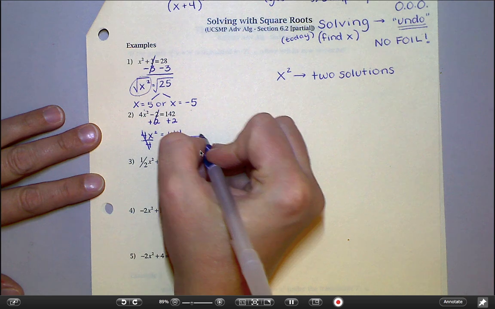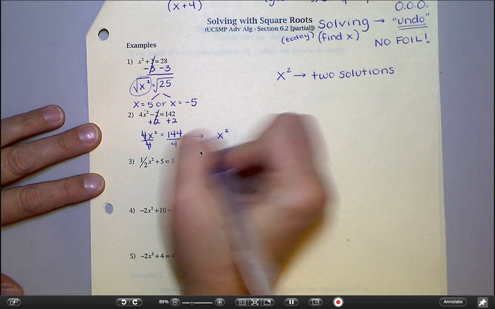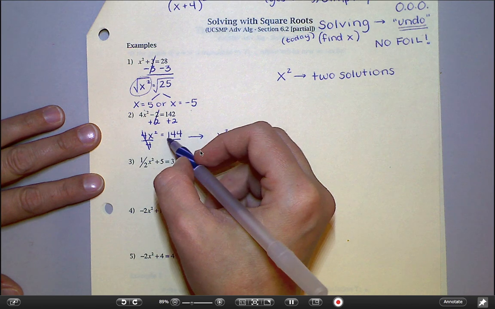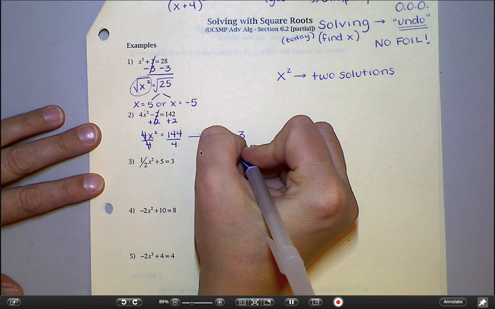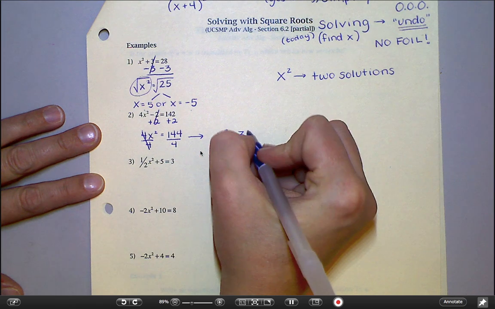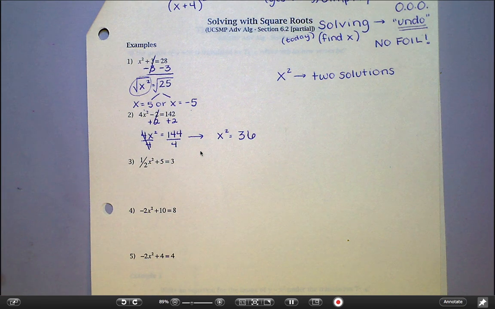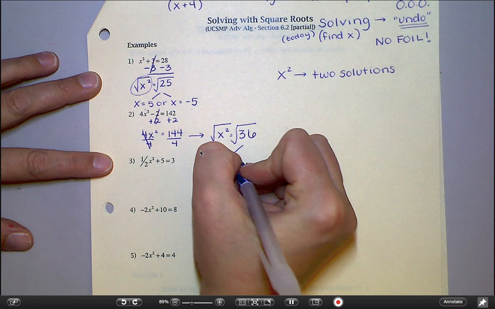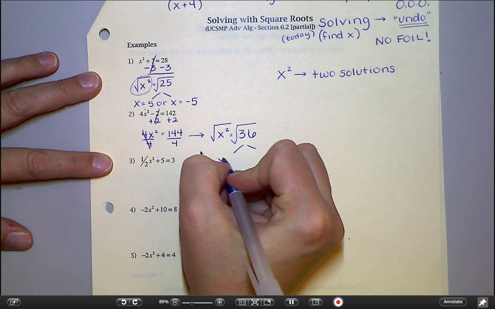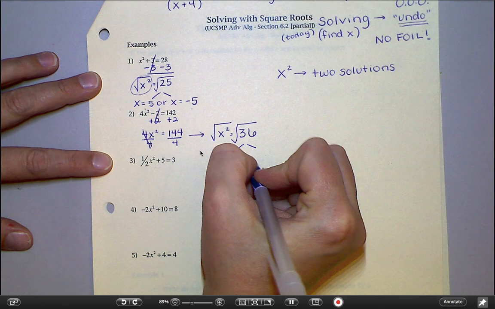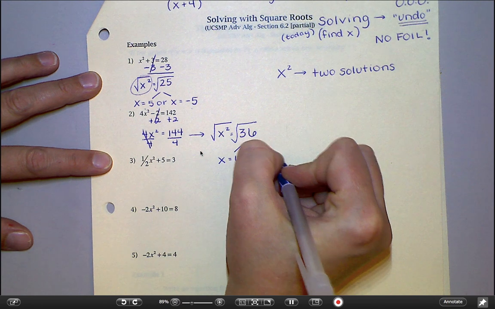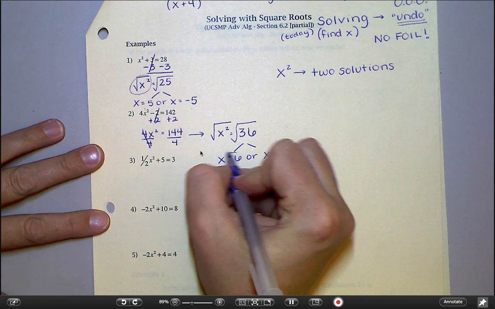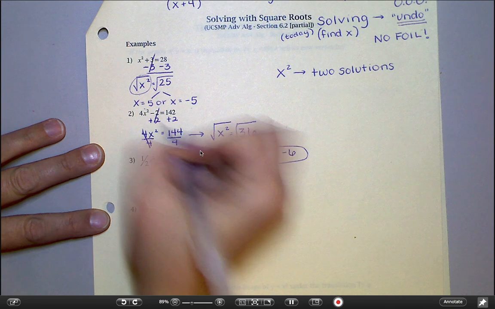Okay, and I end up with x squared equals, let's see, I want to say, it's 36. Yeah, x squared equals 36. Take a square root. And as soon as I take a square root, I'm going to get a split. So x could equal 6, or x could equal negative 6. Okay, those are my two solutions. And up here I had these.